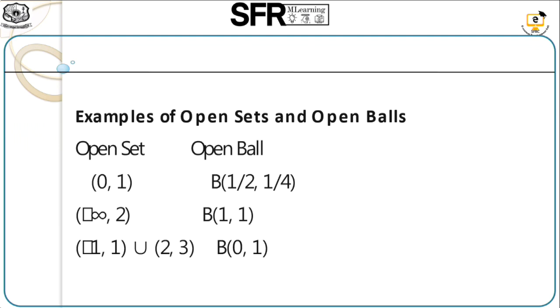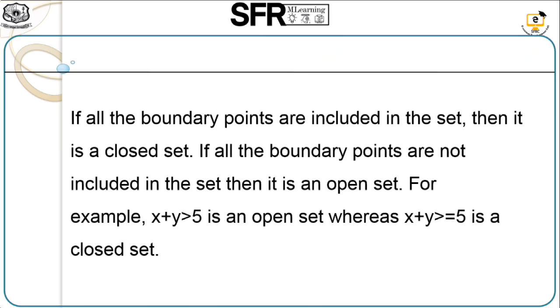These are some examples for open balls and open sets: 0, 1 and B of 1, 2 and 1, 4, then minus infinity, 2, and it lies between the open balls B of 1, 1, then the union of open sets, then B of 1, 1 is an open set. Then in any metric space, the union of any family of open sets is open. That is, if all the boundary points are included in the set, it is not open. Then we can say that if the boundary points are not included in the set, it is an open set.